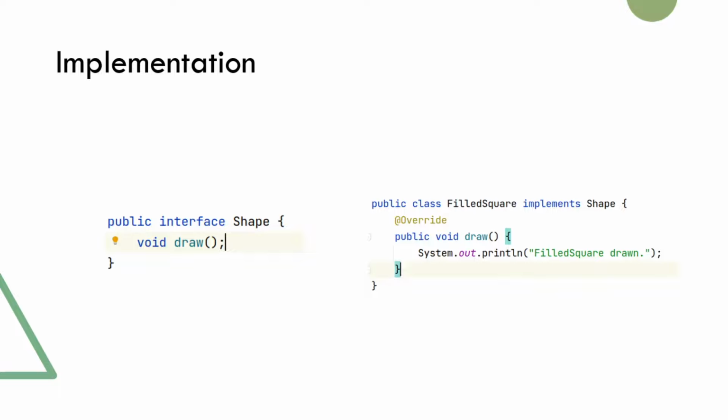As for the factory design pattern example, we have chosen to use an interface for the shape type, and as you can see, we have one abstract method called draw. Here, we have also shown a filled square class implementing the shape interface and its method draw. Implementations of the other shape subclasses are almost the same, with a slight difference in the message logged.